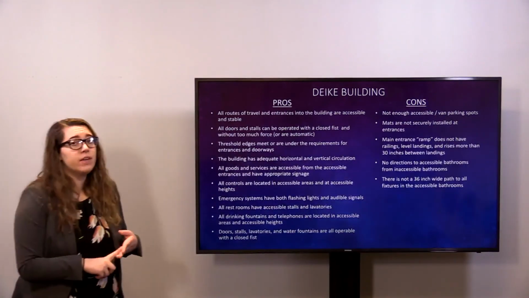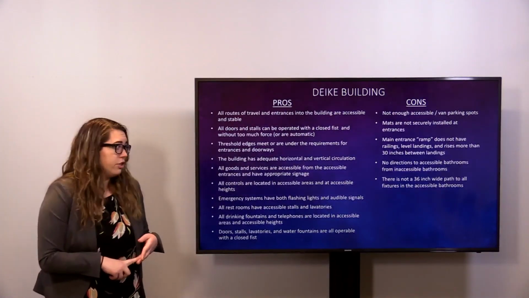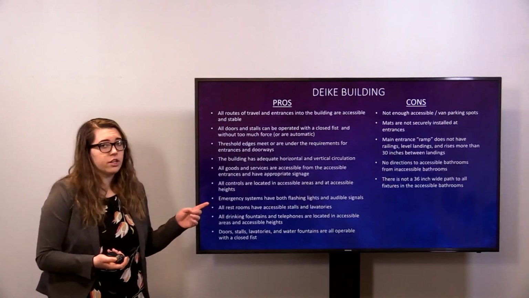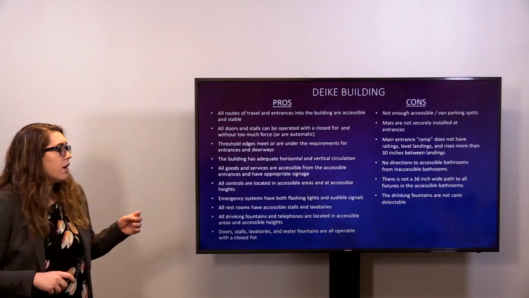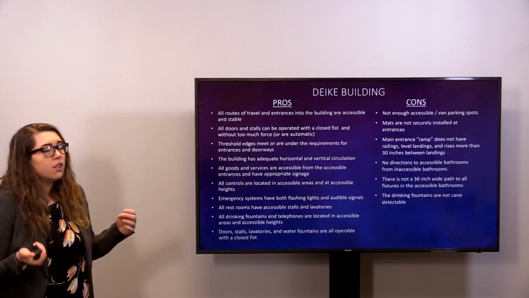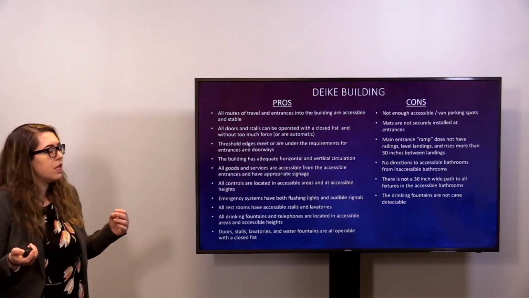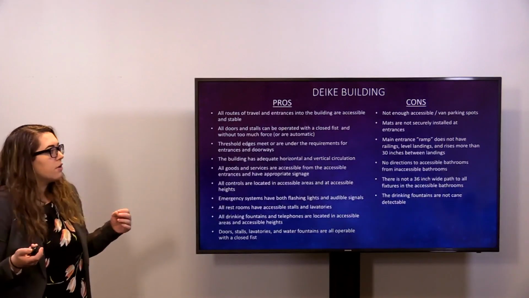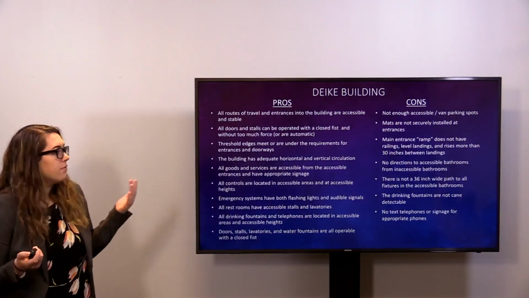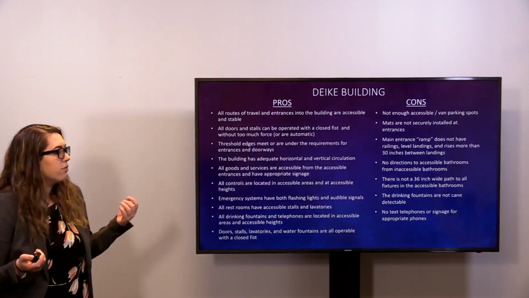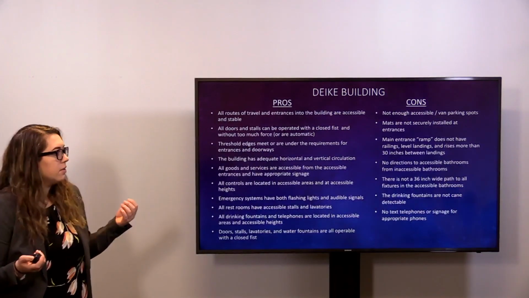Then the entry configuration in the bathrooms is only 31 inches, so there's not a 36-inch wide path to all fixtures. The drinking fountains are not cane detectable. They're mostly uniform throughout the entire building, so all of them are not just the one that was measured. And finally, there are no text telephones or signage for the appropriate ones.